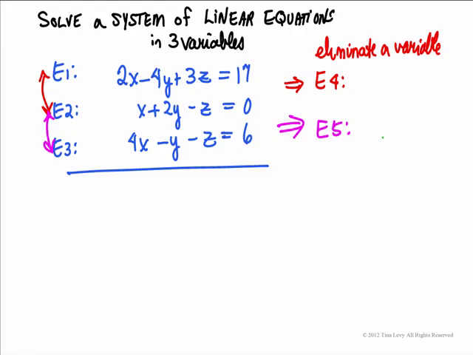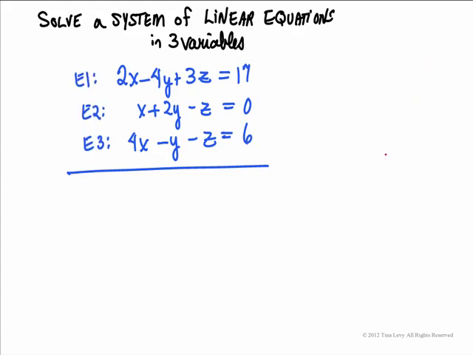A diagram of what we're going to do is this. We're starting with 3 equations with 3 variables. We're going to get it down to 2 equations, E4 and E5, with 2 variables, and then from there we get it down to 1 equation with 1 variable, and we get 1 value. And then we can work our way backward to get the actual answers. So I'm going to demonstrate this technique, which is foolproof. It always works.